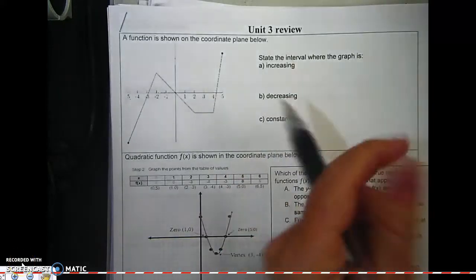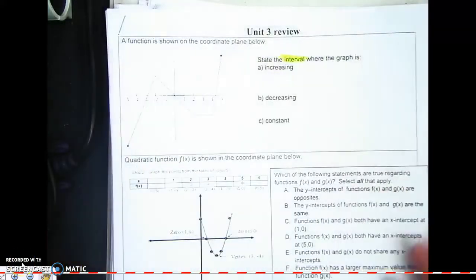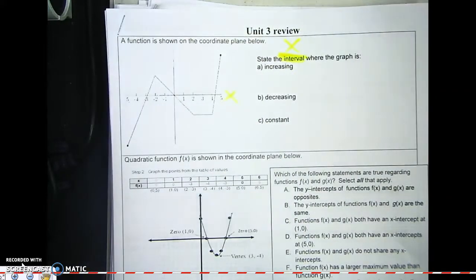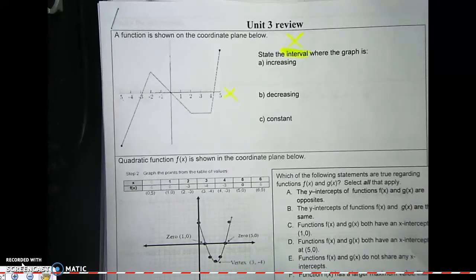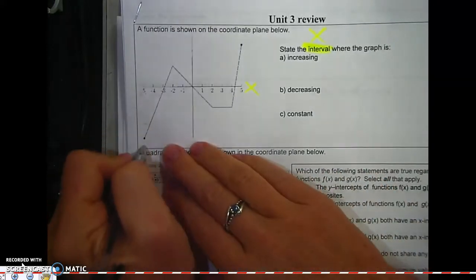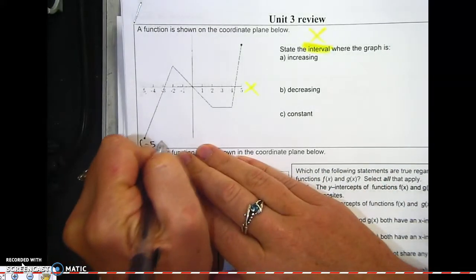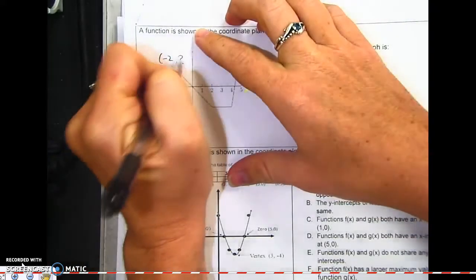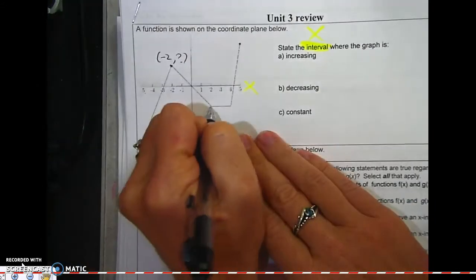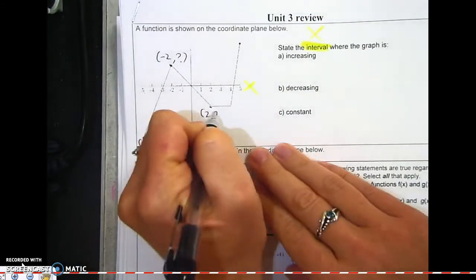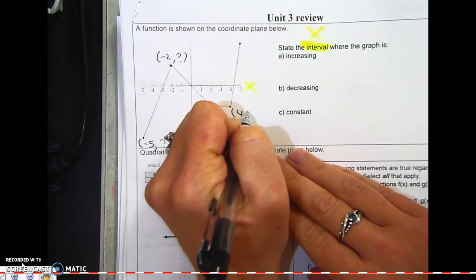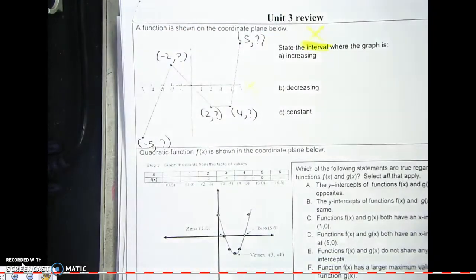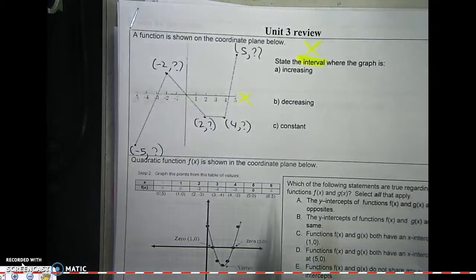So when you look at this first question, we're talking about intervals. If you remember, intervals always have to do with the x-axis. So I want to know the intervals: increasing, decreasing. Okay, so this is the point -5, comma, who cares? This is the point -2, comma, who cares? Because it's only the x value. 2, comma, who cares? 4, comma, who cares? And 5, comma, who cares? Okay? So let's focus on increasing.